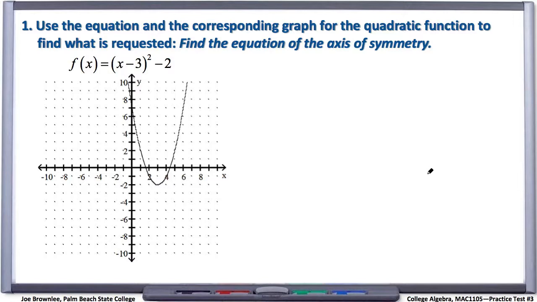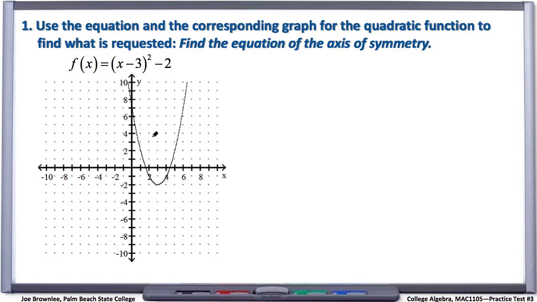But before we find the axis of symmetry, let's talk about what an axis of symmetry is. In the case of our parabola here, the axis of symmetry is a line that can be drawn through the parabola so that when the parabola is folded in half along that line, the two halves mirror each other. They're going to line up.